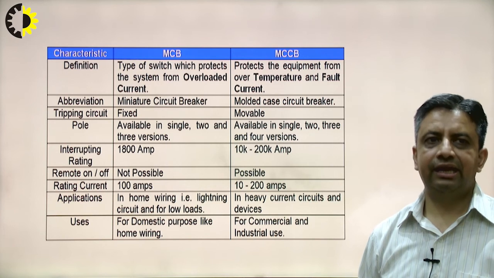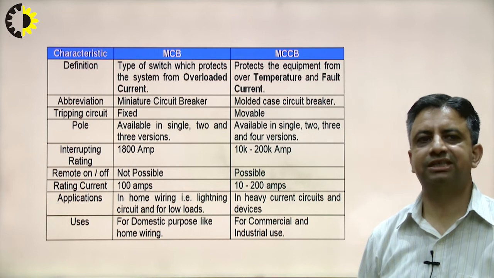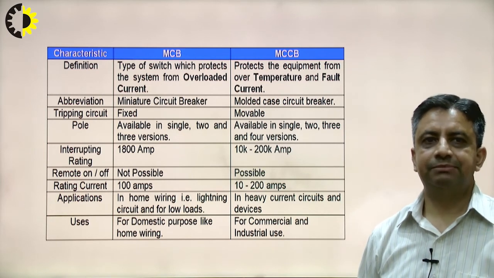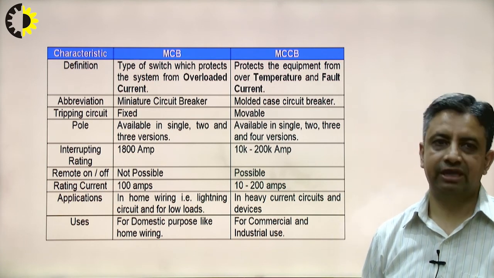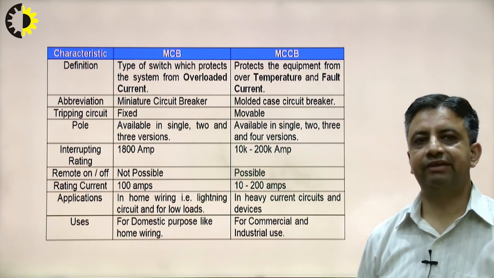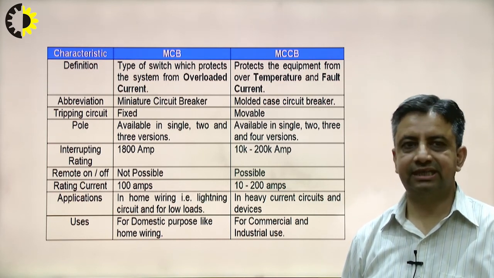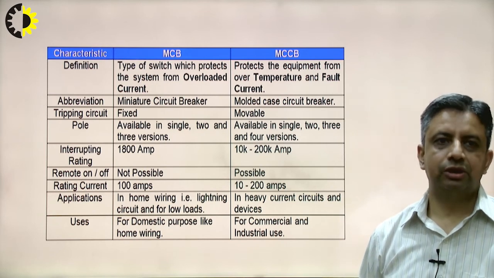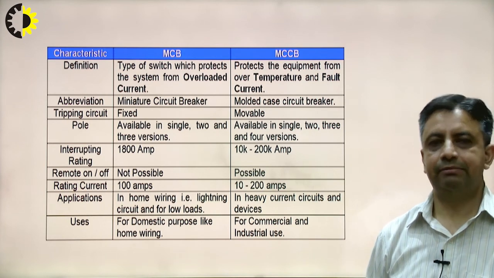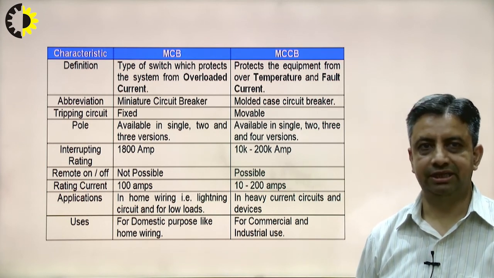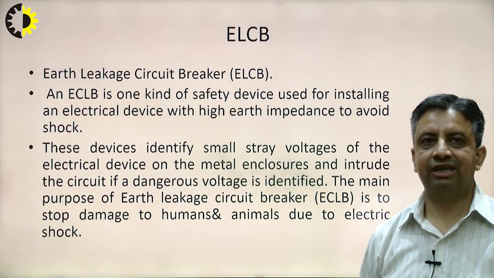As for the rating, MCB you can buy from the market from 6 ampere to 100 ampere, and MCCB you can buy for 200 amperes also, and with the help of current setting, you can set it from 10 to 200 amperes. So it has different current settings, that's why the range is given here. Application, as I told you: MCBs are generally used for household applications, and MCCBs are used for industrial applications.